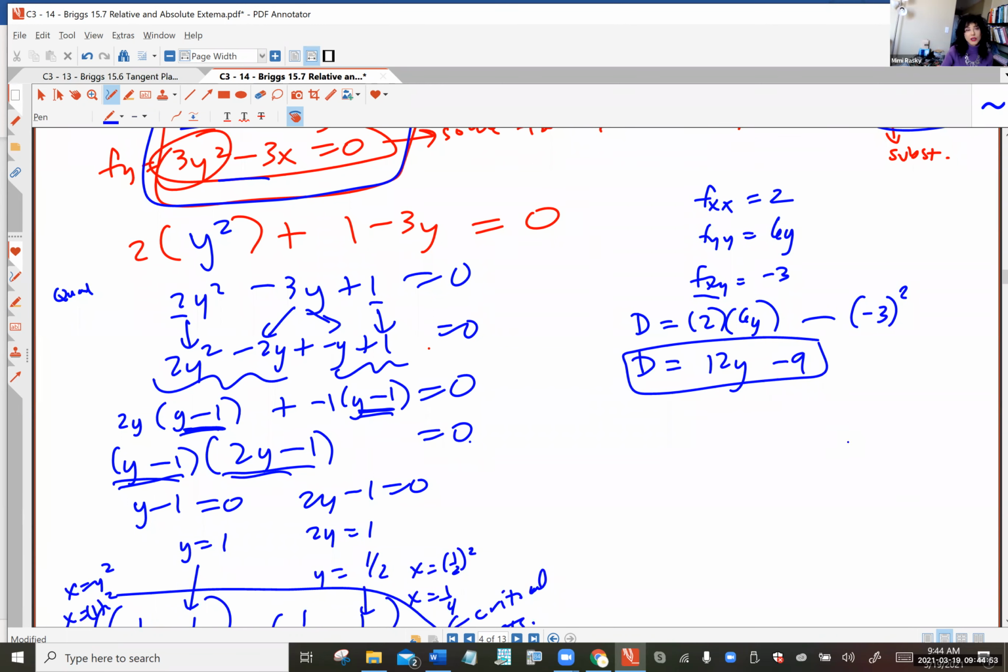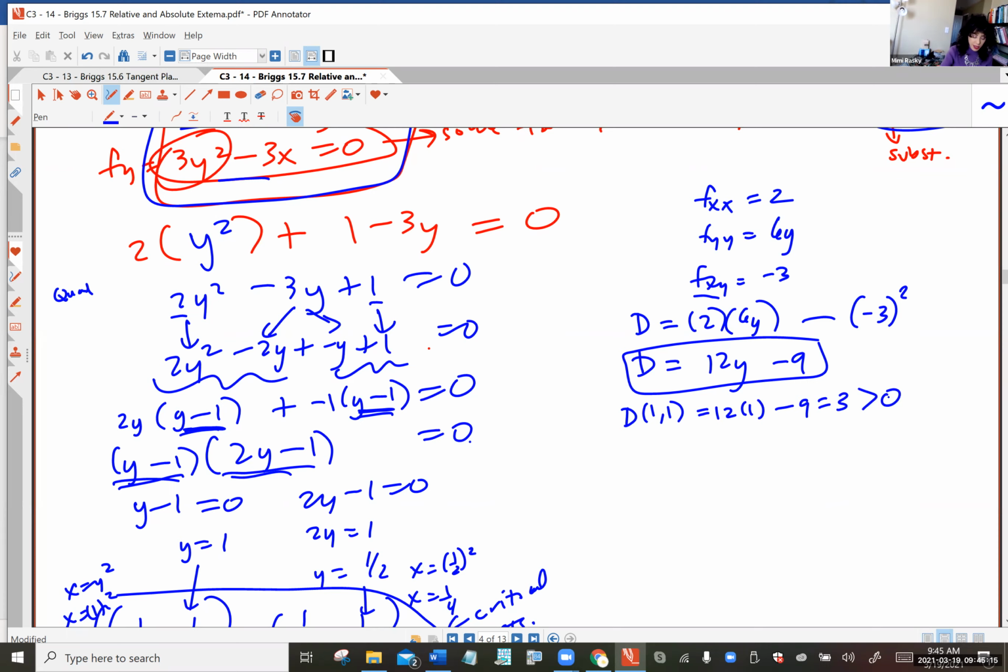So what we have to do is evaluate D at each of the critical points and then use the theorem to figure out if we've got a max or a min or a saddle point. So I'll use the first critical point, (1, 1). And I get 12 times 1 minus 9, which is 3. But that's a number greater than 0.